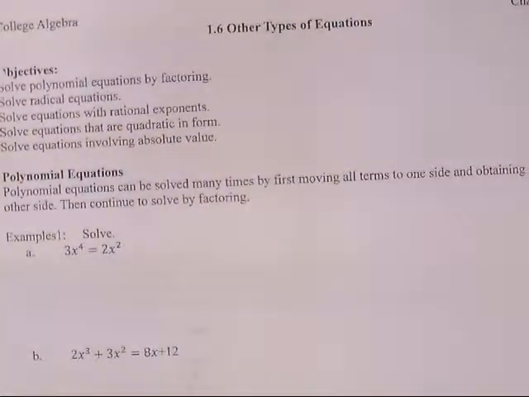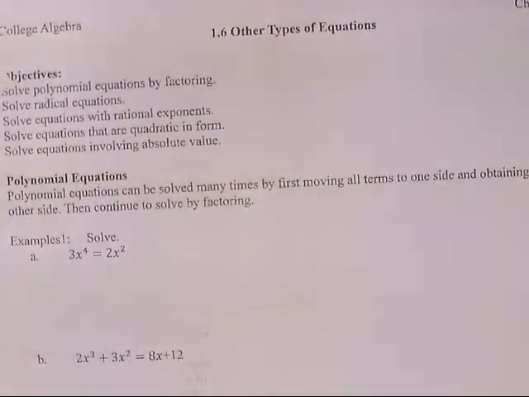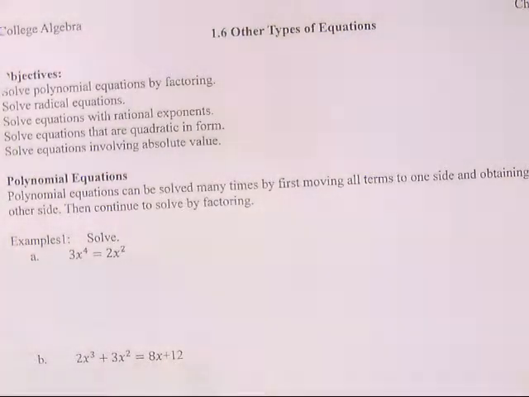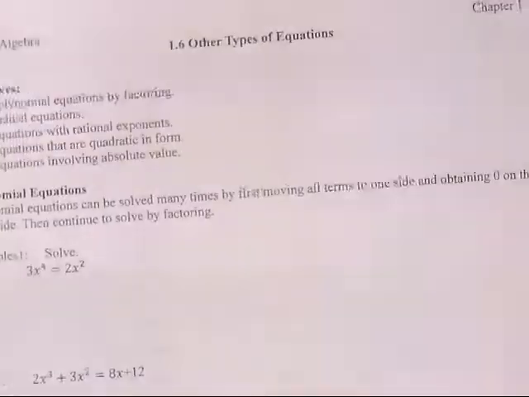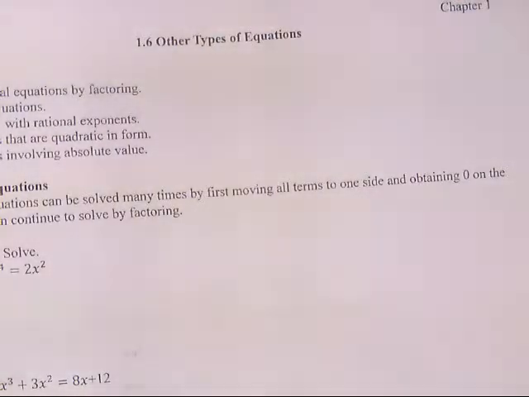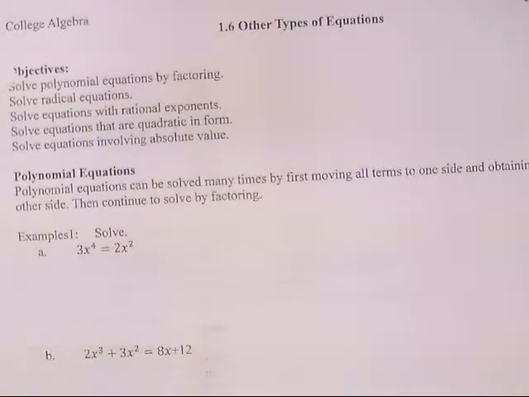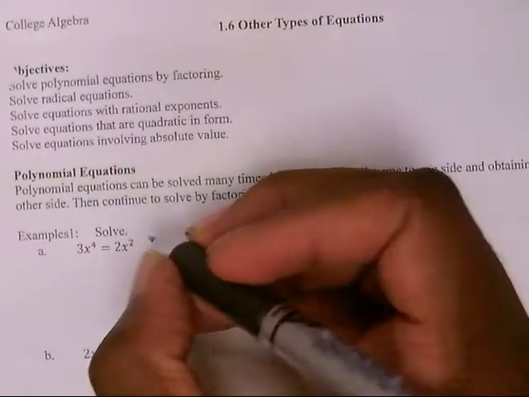Alright, we'll start off with what polynomial equations are. They can be solved many times by first moving all the terms to one side and obtaining a zero on the other side. And then we continue to solve by factoring. Like in example 1. We're going to solve by factoring. And in part A, you've got 3x to the fourth equaling 2x squared.